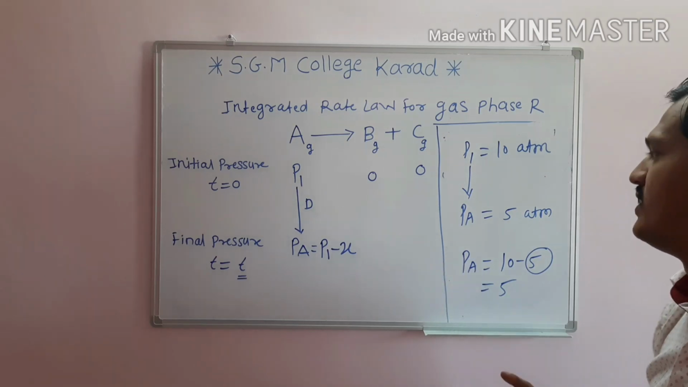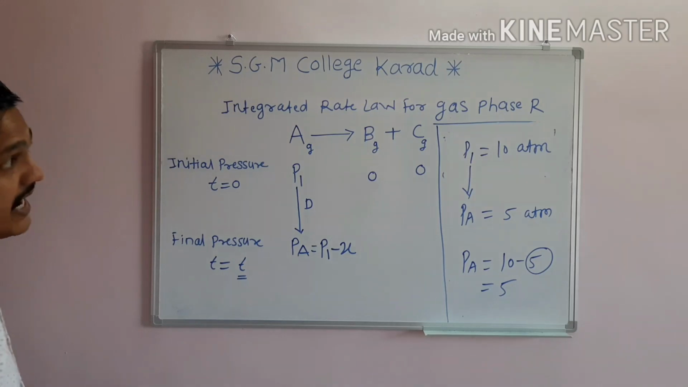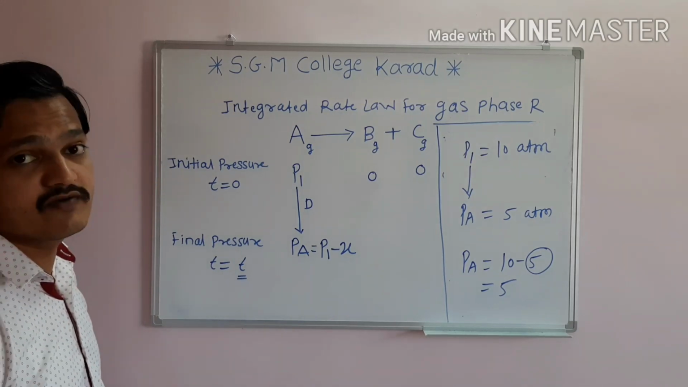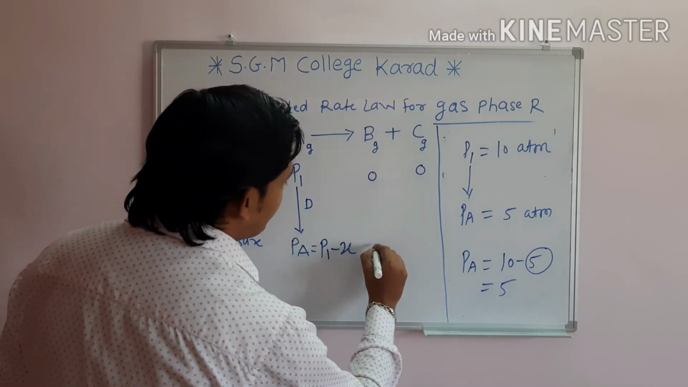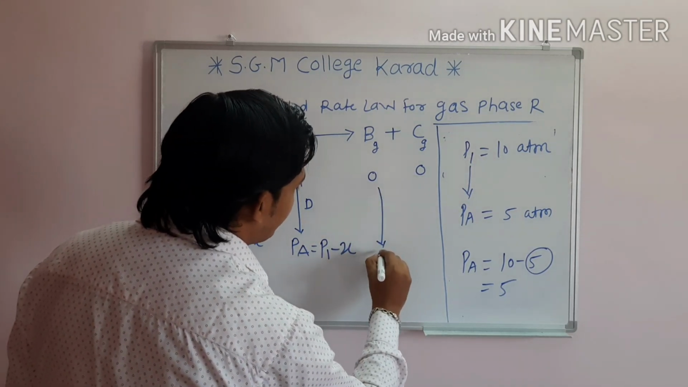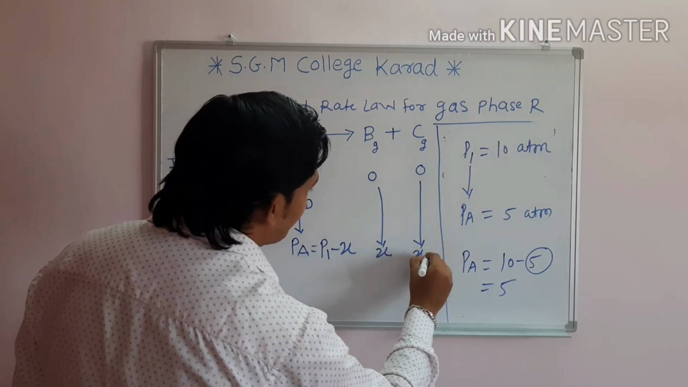Okay, so then what is the value of product B and C in that given equation? Let us say, what is the value of B? It is equal to X. And what is the value of C? It is equal to X.